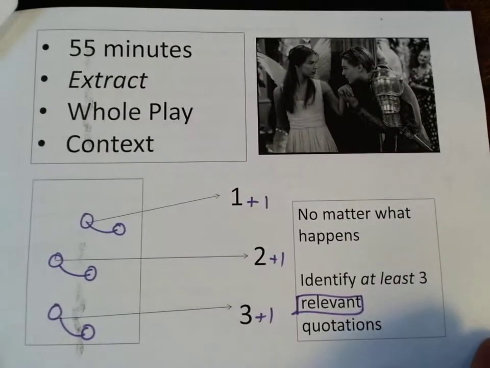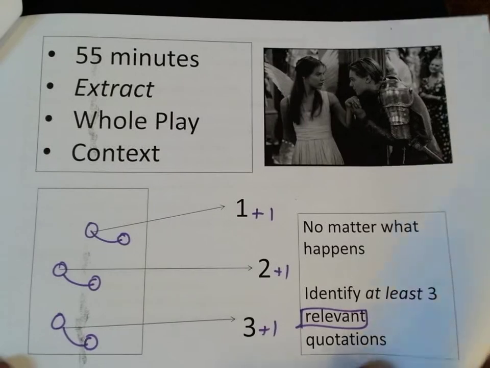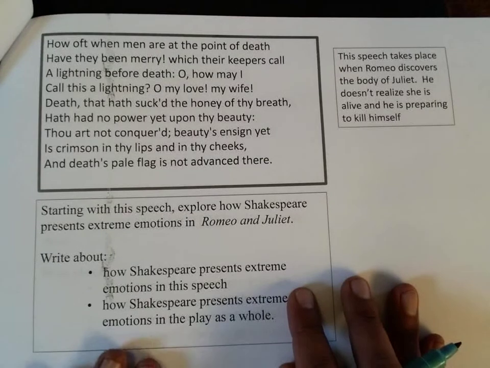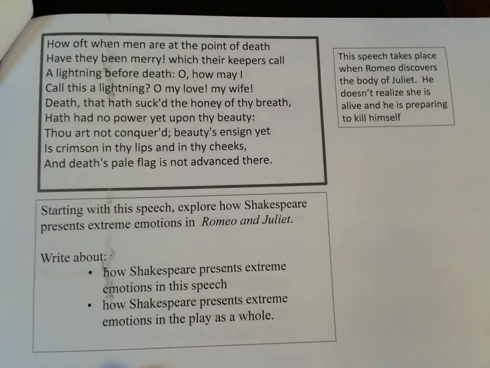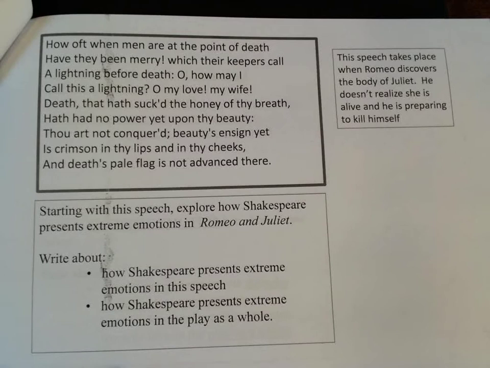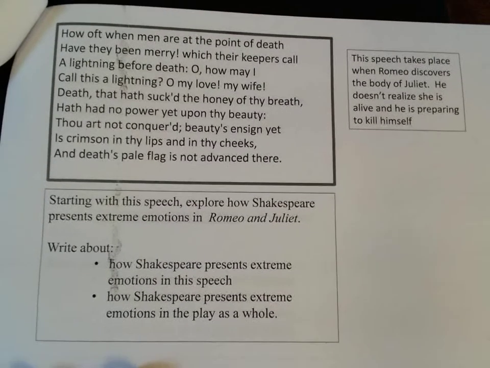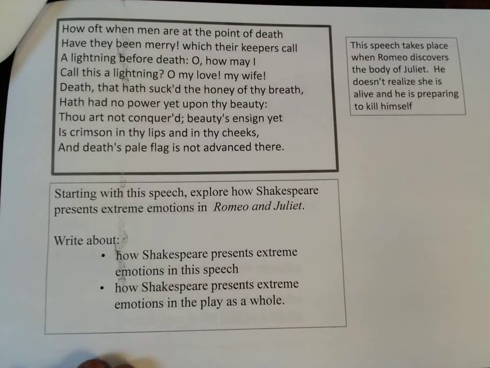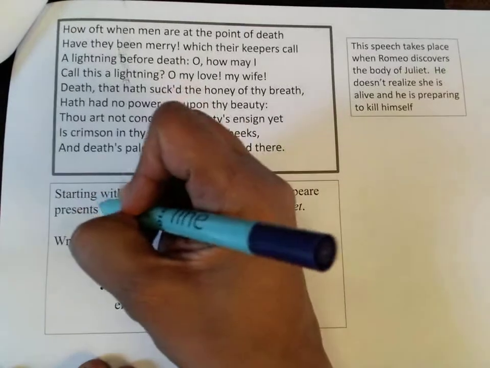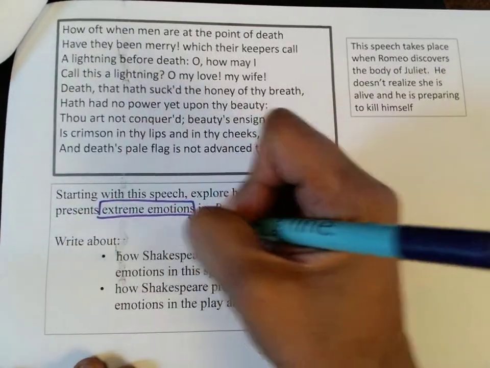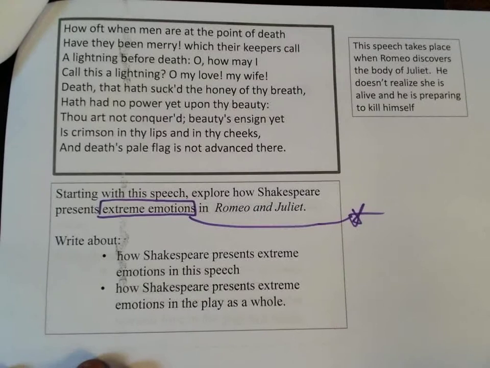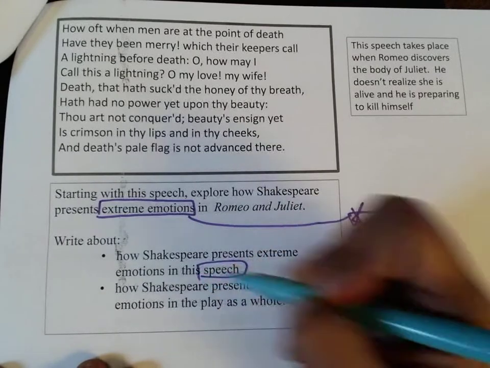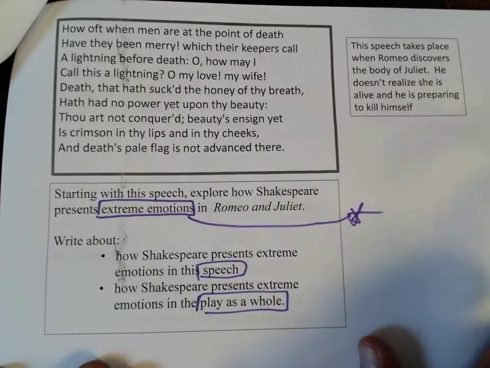It doesn't matter where they are or what they are, as long as they are relevant to the theme of the question. So you'll get an extract. This is an extract that we haven't looked at in the revision, but I just used, which is at the end when Romeo discovers the body of Juliet and he's ready to kill himself. So a question might look something like this, starting with the speech. Explore how Shakespeare presents extreme emotions. That's your theme. Everything you're writing about is going to be related to that theme. In this speech and in the play as a whole, that's what you've got to do.